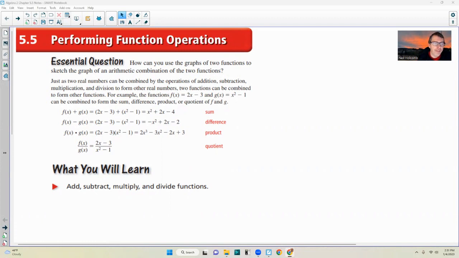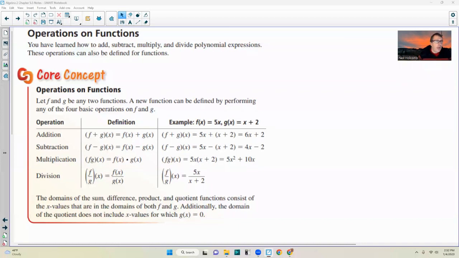For example, the function f of x equals 2x minus 3, a line, and g of x equals x squared minus 1, a parabola, can be combined to form the sum, difference, product, or quotient of f and g. When you add them, you'd get a parabola. When you subtract them, you'd get a parabola opening down. When you multiply them, you'd get a cubic function. And when you divide them, you'd get a rational function. So what you will learn: add, subtract, multiply, and divide functions.